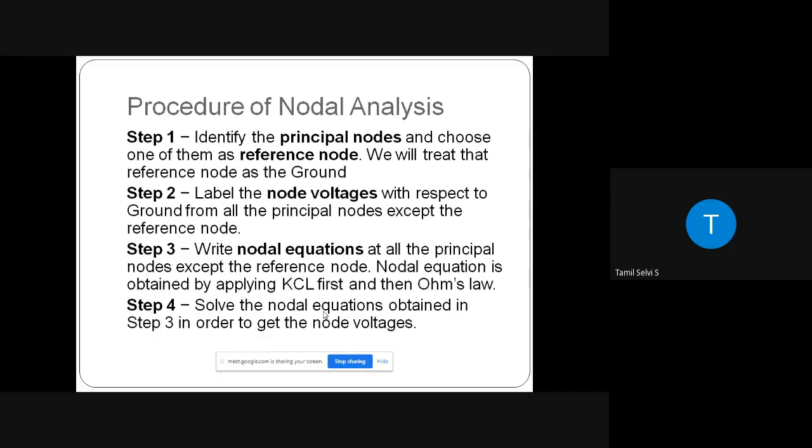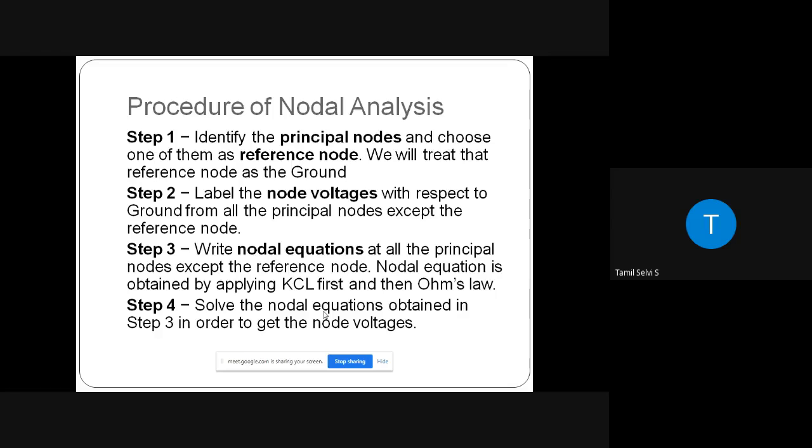First listen, once again I will repeat. First step, you have to mark the nodes. How many nodes are present in your circuit? That we have to mark out. In that circuit, you have to take one as a reference node. That reference node will act as the ground here, so the principal nodes are three nodes. In case three nodes are present as principal nodes, then one should be considered as the reference node. And next, we have only two unknown voltage nodes present there. After choosing the reference node, you have to give names to the remaining nodes with respect to the ground, then apply the nodal equations by using the KCL law and Ohm's law.